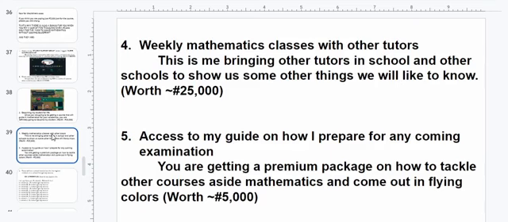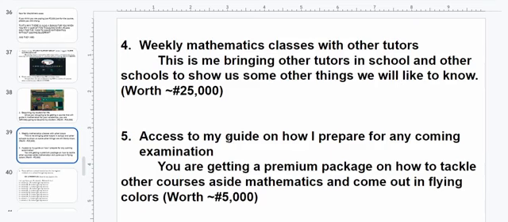All right, so this is what you're not going to miss. There will be a weekly mathematical class. This is not what you want to miss. Like I said, now you're going to have access to my guide on how I prepare for any coming examination. So if you think you're just getting a maths course for 5,000 naira and you want to study maths, please no. You're going to be getting a premium package on how I tackle other courses aside from mathematics and make me come out in flying colors.